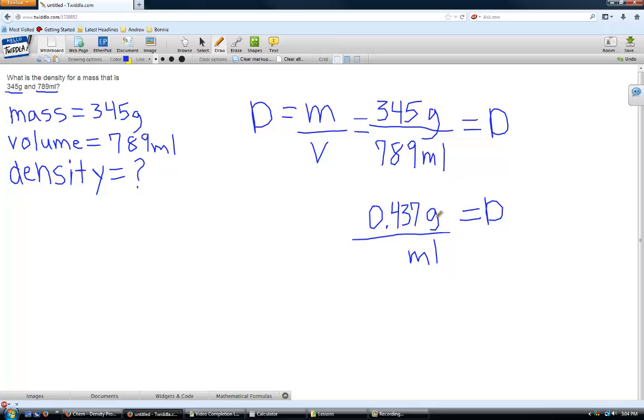Another way to write this same answer is 0.437 grams per milliliter equals density. Now, whether you write it this way or this way doesn't matter. I think it's easier to visualize the first way I wrote it. A lot of students have trouble interpreting what this means, and so I don't tend to use it a lot. But the answer to the problem is the density is 0.437 grams per milliliter.